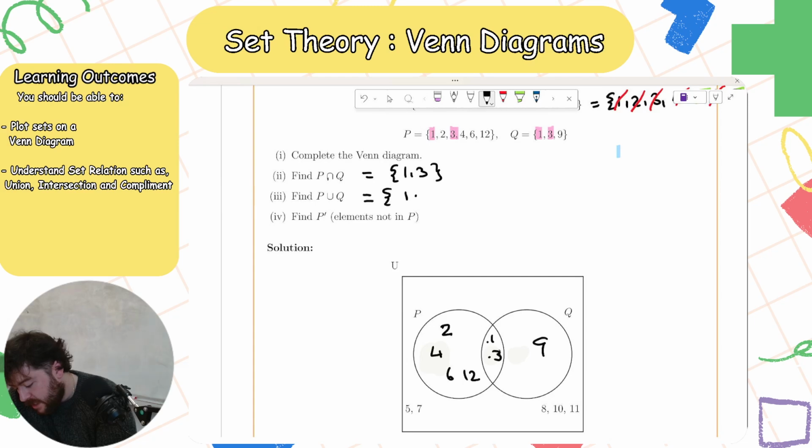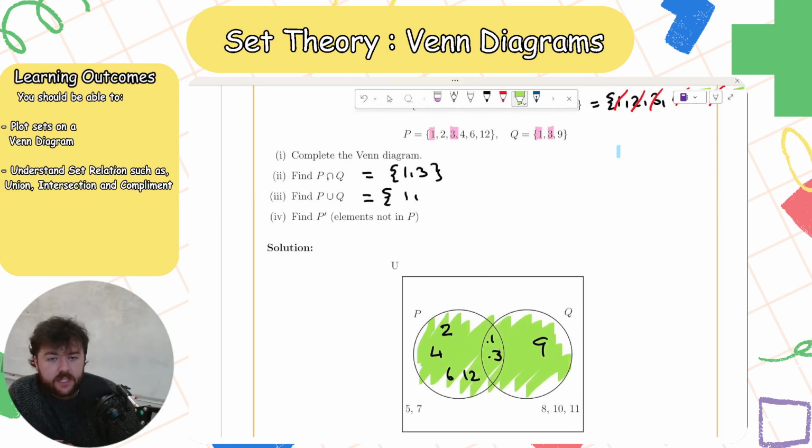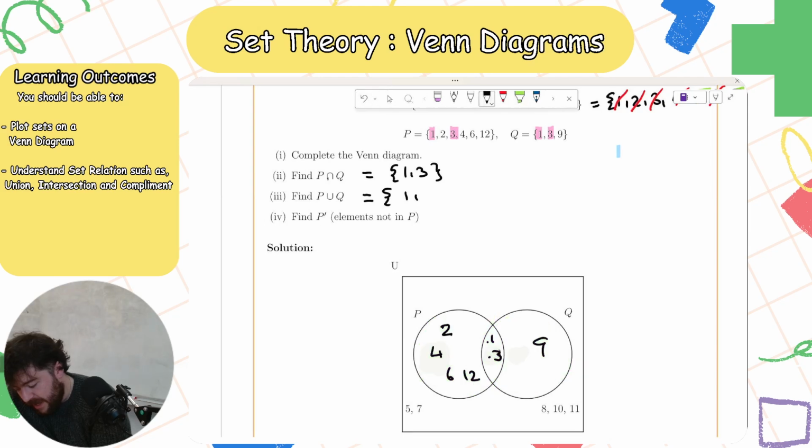P union Q just means all the elements in P and Q without repeating ourselves. So that would be all the elements in my 2 circles. So that would be 1, 2, 3, 4, 9, 12.